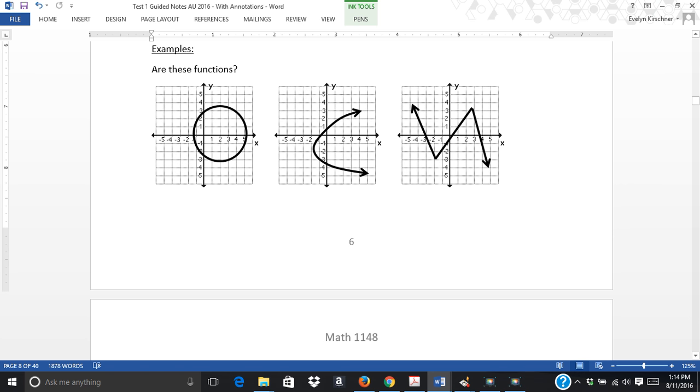So if I look at some examples, if I draw the vertical line test here, not a function. It crosses two places. What about here? Not a function. It crosses in more than one place. But this one is a function because no matter where I draw the vertical line, it only crosses once. So that's a good way to test it if you have a graph.